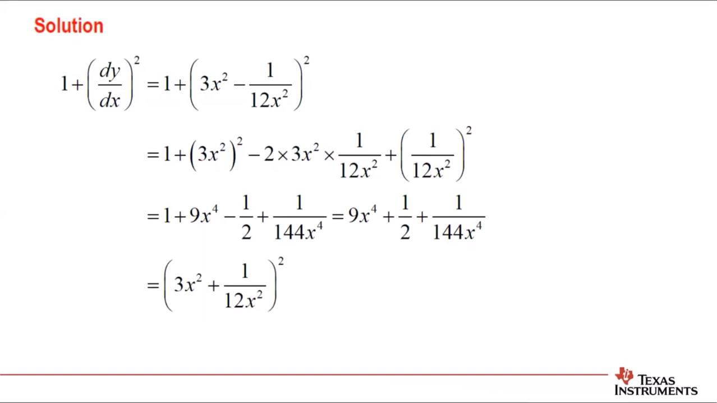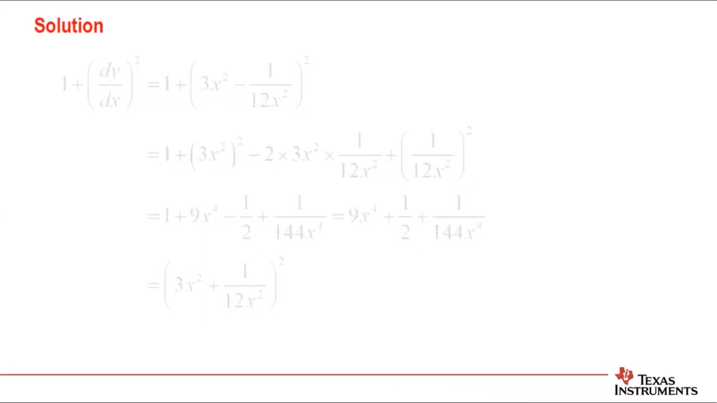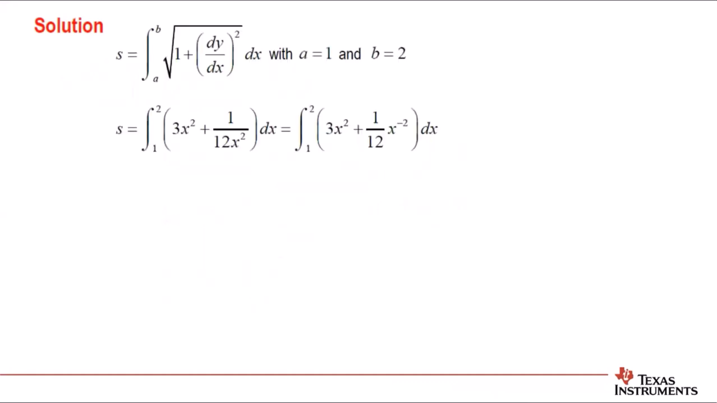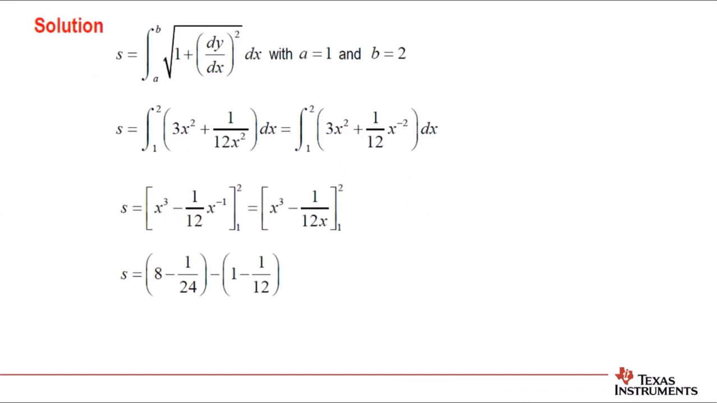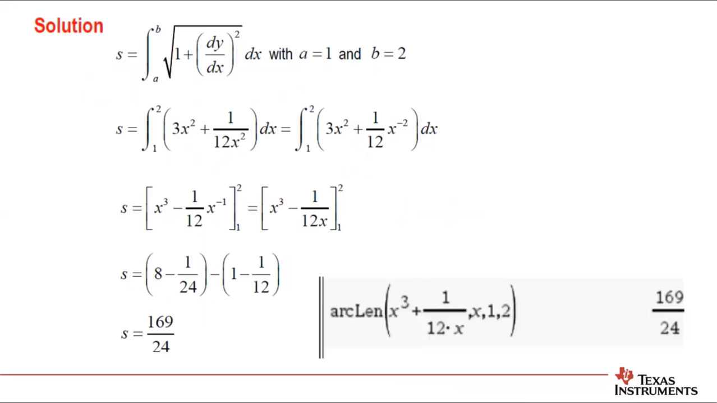Now, as I said, these questions are all sort of contrived so that they work. So when we take the square root of 1 plus dy dx all squared, we just get 3x squared plus 1 over 12x squared. And we can write that as 1 over 12x to the negative 2. And as we said, that integral can be performed and can give us a nice answer by hand. Of course, we can use our CAS to get the answer with arc length. Now, any of these questions that can be done by hand, obviously also you could find the surface area of these types of questions as well.